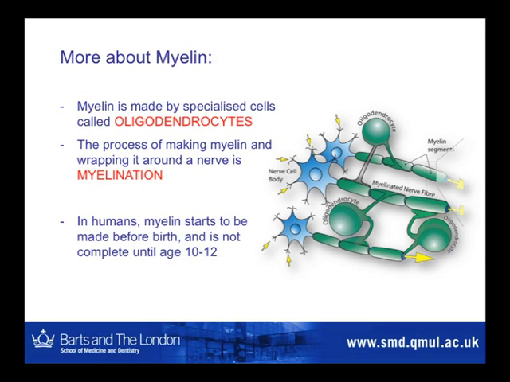Myelination starts just before birth in humans, and probably isn't finished in the brain until around 10 years old, 12 years old, so you can see even in young life we are still making myelin. One oligodendrocyte myelinates more than one nerve fibre, as you can see here. So this fella here has put out a process to this nerve fibre and this nerve fibre.